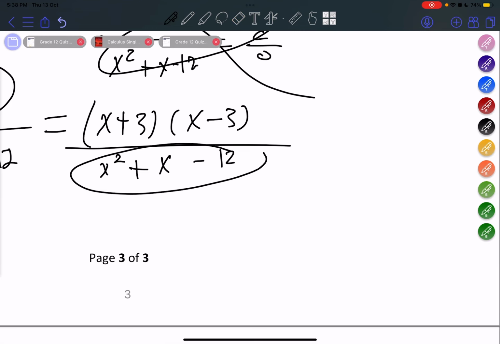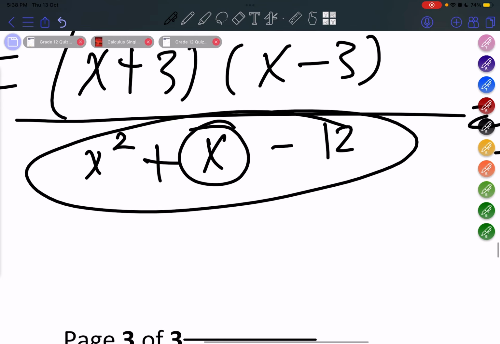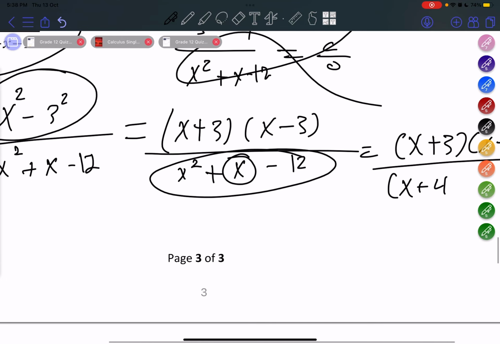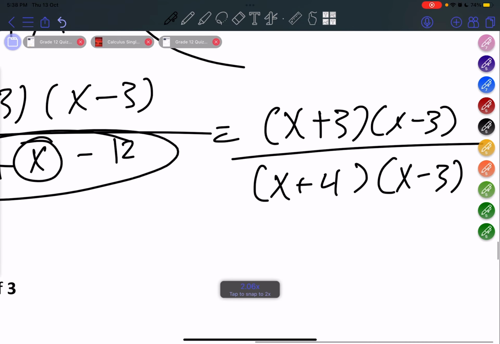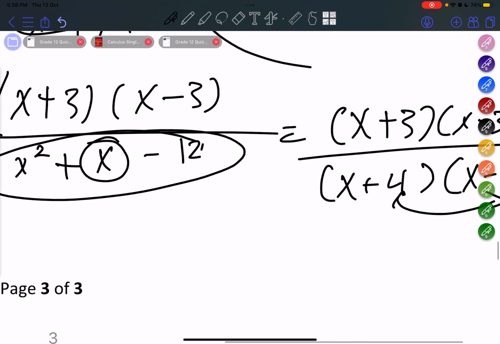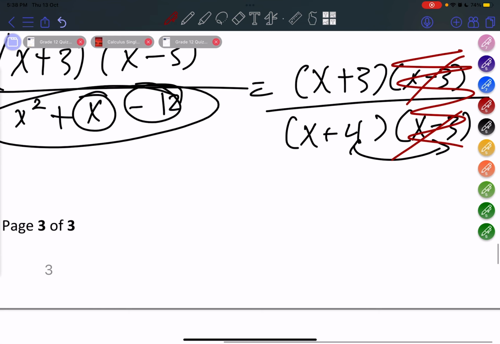And then we can also factorize the denominator. The numerator we'll leave the same, so x plus 3 times x minus 3. Over, we can factorize it into x plus 4, because we see that the number here is positive, so the higher value should be positive, times x minus 3. So we see that if we multiply these two together, it becomes negative 12. And now we can just cancel. So x minus 3 and x minus 3 can go together. We're left with x plus 3 over x plus 4.